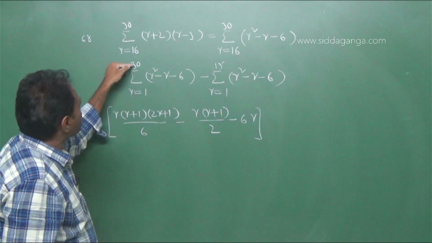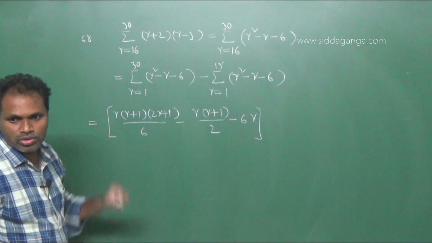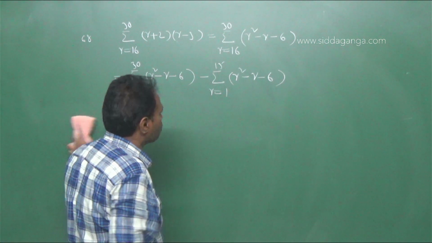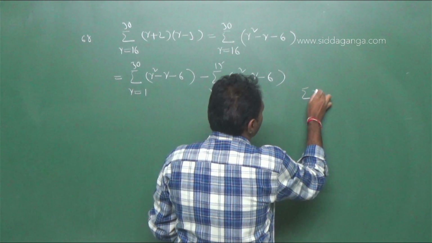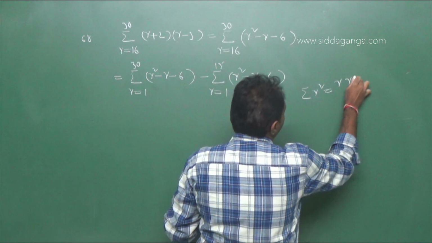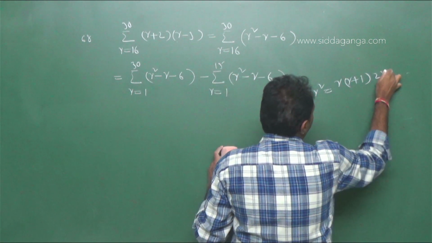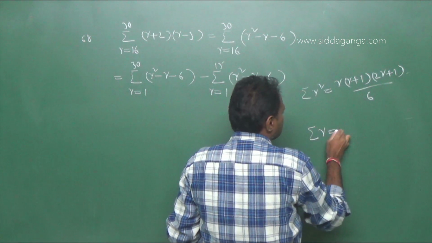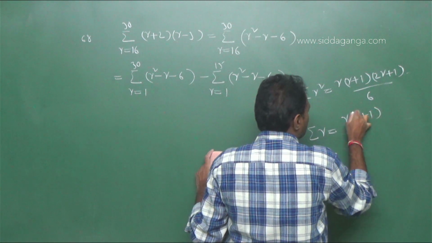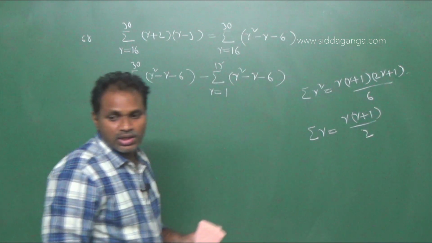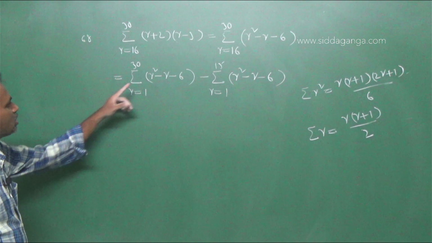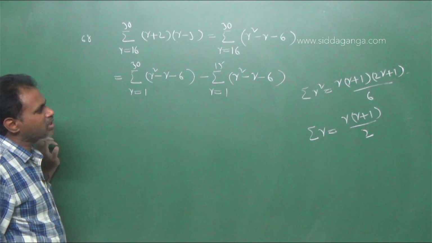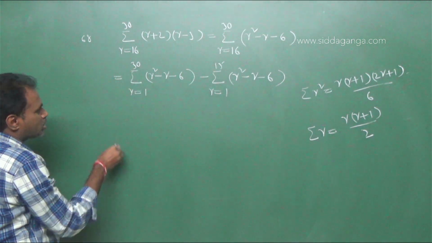But here r equal to 30, therefore substitute r equal to 30 in the formula. Now, just remember this: sigma r square means r into r plus 1 into 2r plus 1 divided by 6, and sigma r equal to r into r plus 1 by 2. These are the sigma notations. Therefore, sigma r square means r into r plus 1 into 2r plus 1 by 6. But r equal to 30.